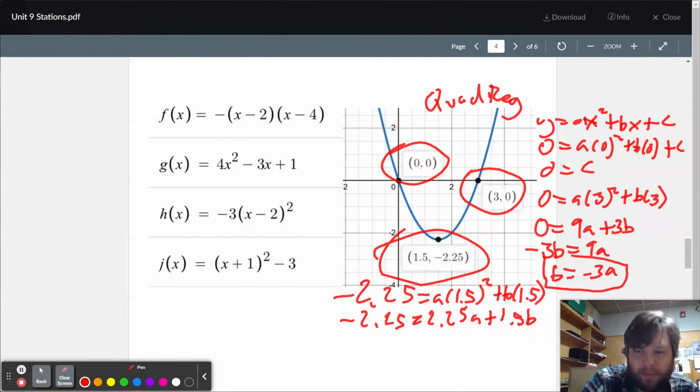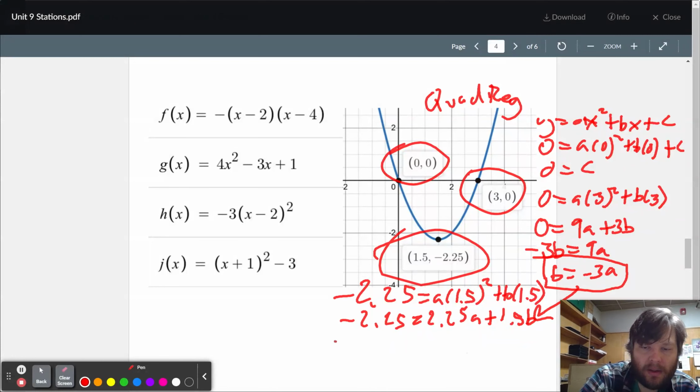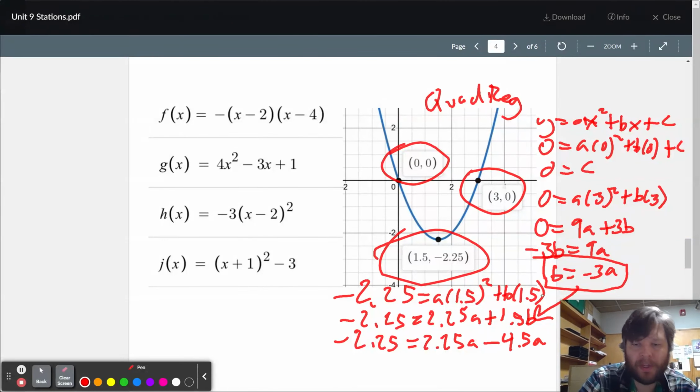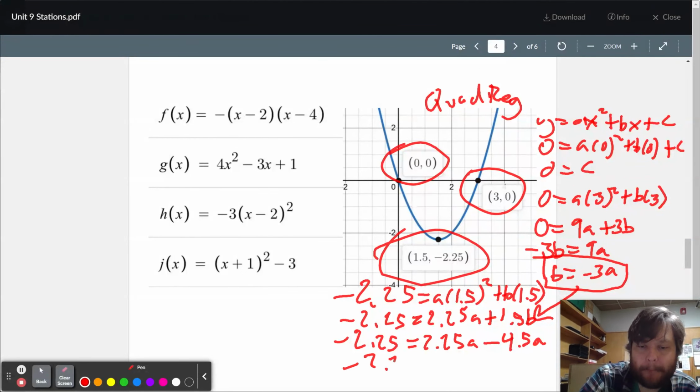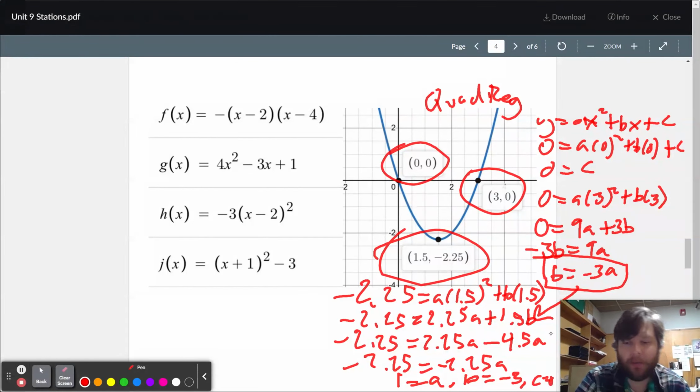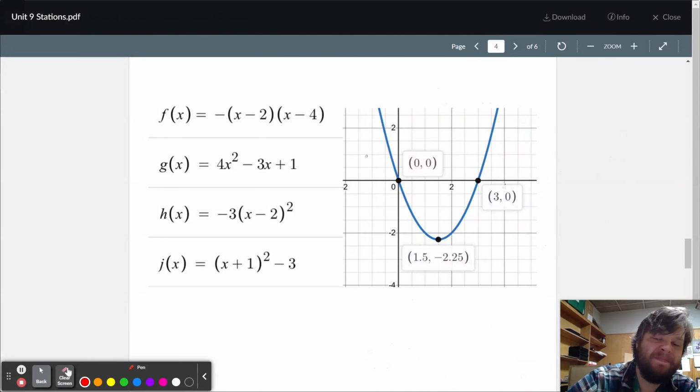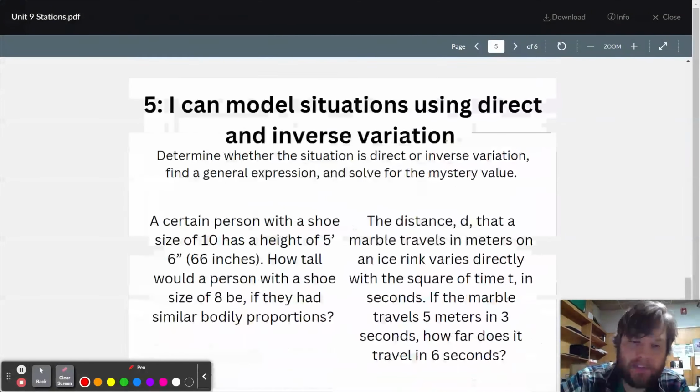then I throw this piece of information in there. B is negative 3a. So negative 2.25 is 2.25a minus 4.5a because I multiplied by negative 3. That makes negative 2.25. So a is equal to 1, b is equal to negative 3a, and c is equal to 0. So again, you can do it graphically, you can use your calculator, or you can do it algebraically, following the steps I just showed. Now, many of you asked really about numbers 5 and 6.